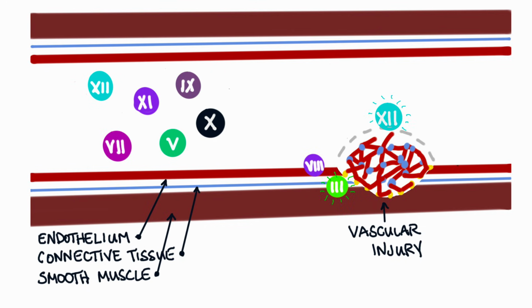Let's start with the intrinsic pathway. The sticky plug is negatively charged, and it attracts factor 12, Hageman factor, and activates it. This is the initiation of the intrinsic coagulation cascade. Activated factor 12 activates factor 11, then activated factor 11 activates factor 9. Factor 8 interacts with factor 9 plus calcium, and this activates factor 10 in the common pathway.